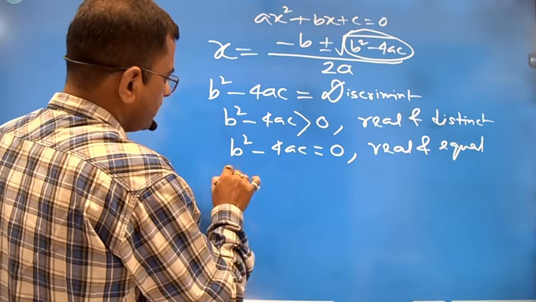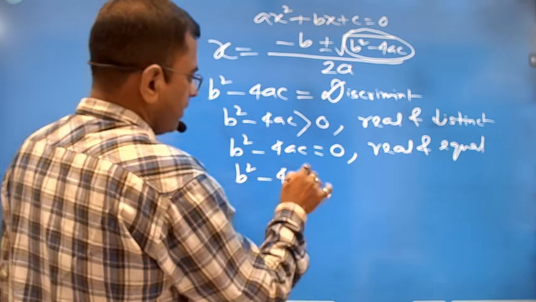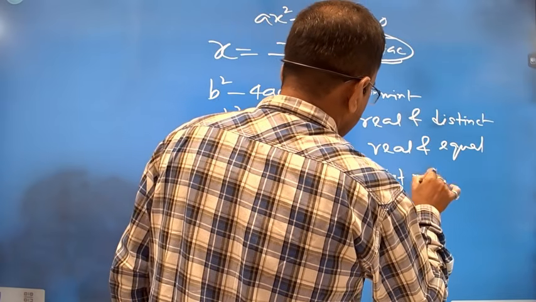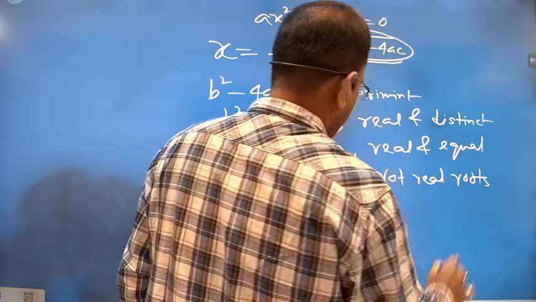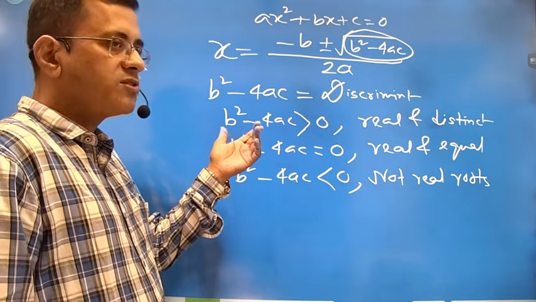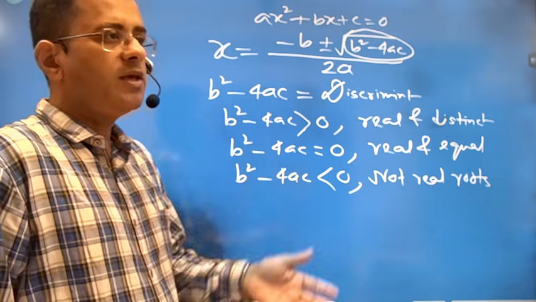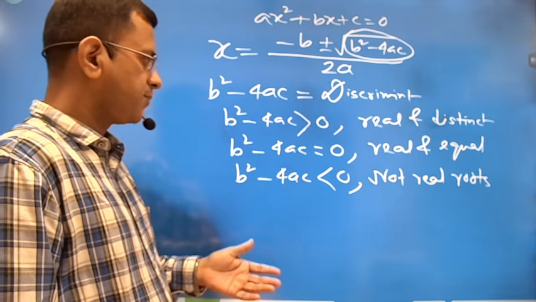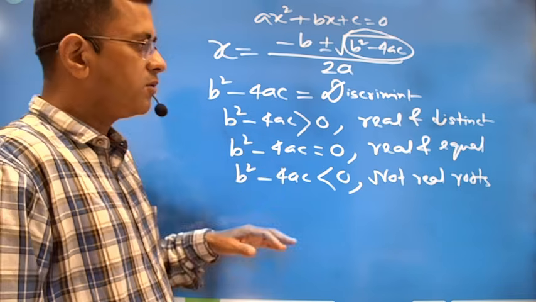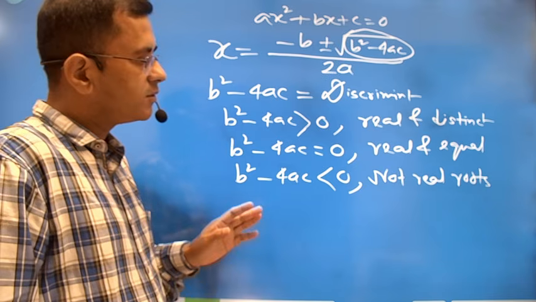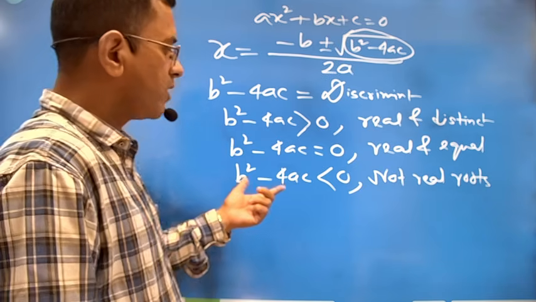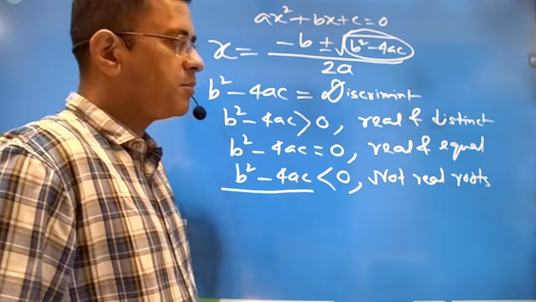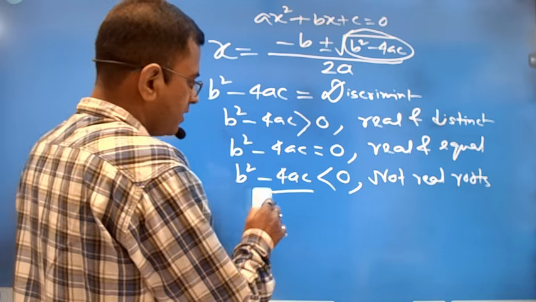If b square minus 4ac is less than 0, then we will never get any real roots. So if b square minus 4ac is any positive number, we get two unequal real roots. If it is equal to 0, we get two equal real roots. And if the value of the discriminant is a negative number, we will never get any real roots.